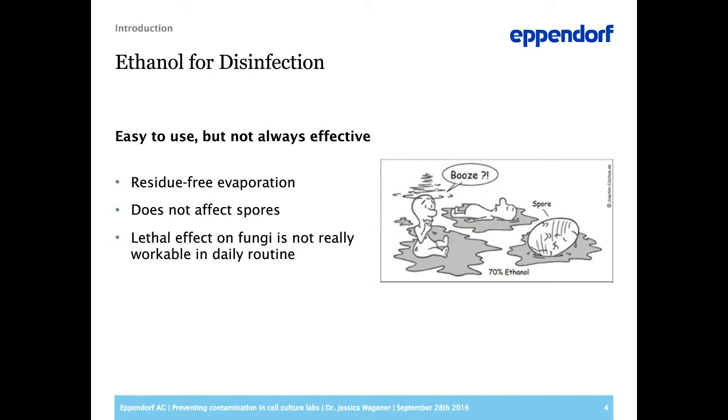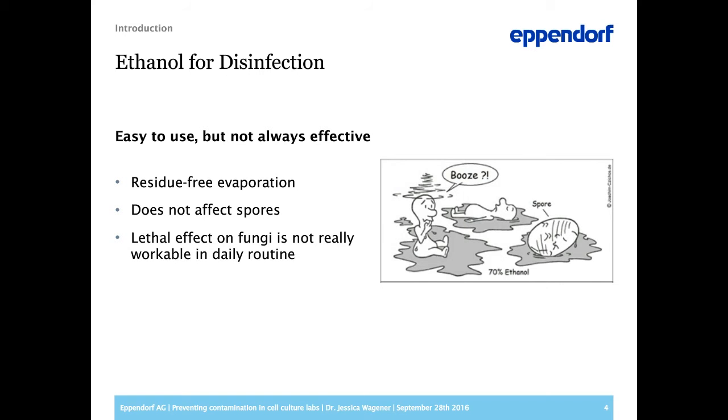Although ethanol has a lethal effect on fungi, it takes a few minutes until the fungi are killed. Due to the fact that ethanol evaporates within seconds, it is not really effective against fungal contamination. So if you are facing ongoing problems with fungi in your cell culture lab, it may become necessary to implement a cleaning routine with a disinfectant which has a broader spectrum.